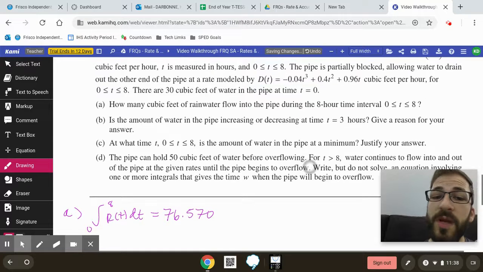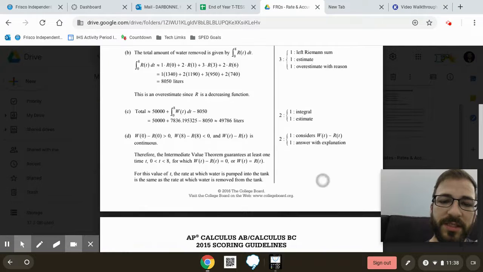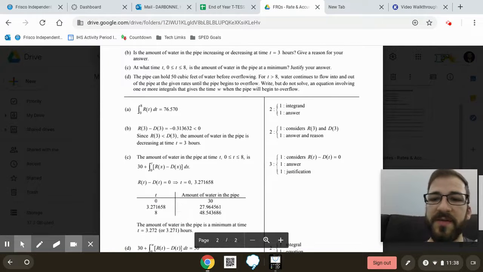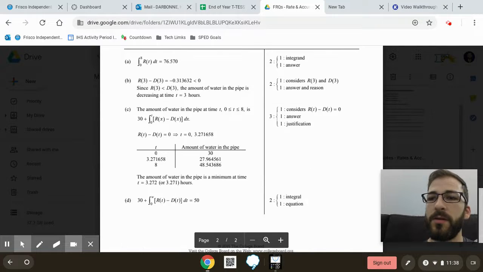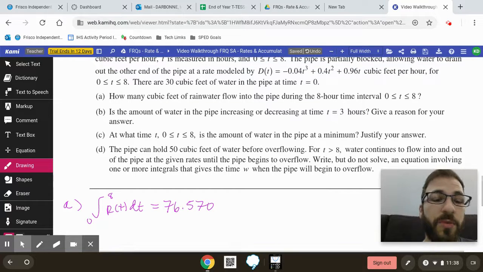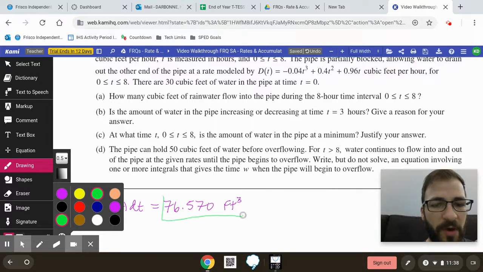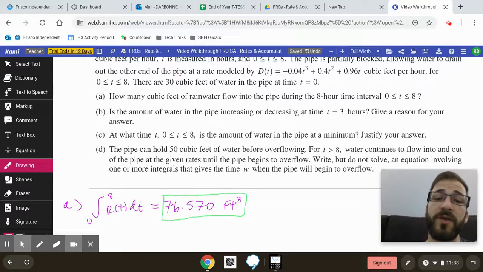It doesn't tell us to round to a whole number. Nope. So we are good. As always, I just like to check to make sure we're good. Yep, 76.570. All right. And then units, cubic feet, so feet cubed. Remember, we always want to talk about units when they include them in the problem. You never know when they're going to take off a point for no units.